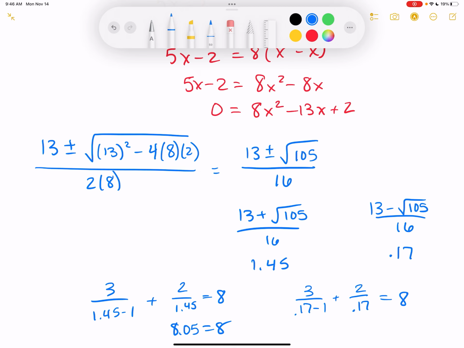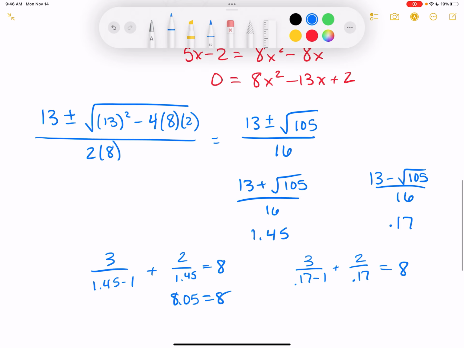Did we get this one? Was this one equal to? Well, I got that it was equal to 8 when I plugged in the 13 plus root 105 over 16, but I just plugged it in how it was in my calculator. Like you didn't round it? And you got 8 equals 8? Yeah. Exactly how it is, I just plugged it in.